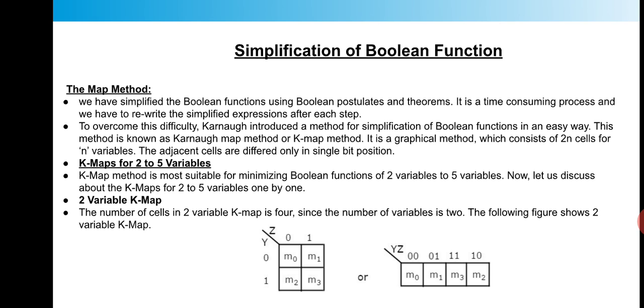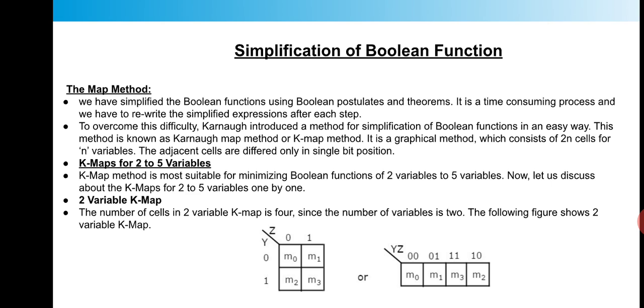To overcome that difficulty, we have Karnaugh's map. Karnaugh introduced a method for simplification of boolean functions in an easy way. This method is known as Karnaugh's map method, or K-map method. The K-map method is very famous. That terminology is very famous. The K-map method is a graphical method which consists of 2^n cells for n variables.